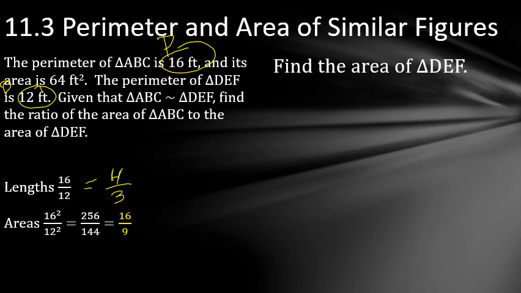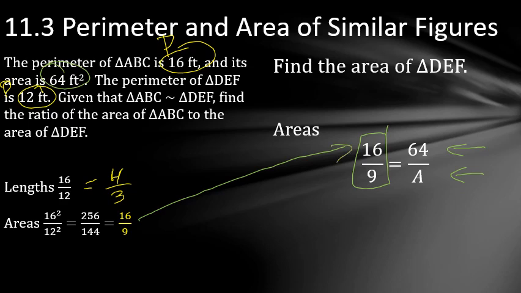What is the area of triangle DEF? Well, we know the ratio of the areas is 16 to 9. I could actually use the area given in the problem for triangle ABC and set up a proportion. The tops here were triangle ABC, the bottoms were triangle DEF. This was the ratio from over there. So we can just cross multiply: 16a equals 9 times 64, and divide both sides by 16. So the area of triangle DEF is 36 square feet.